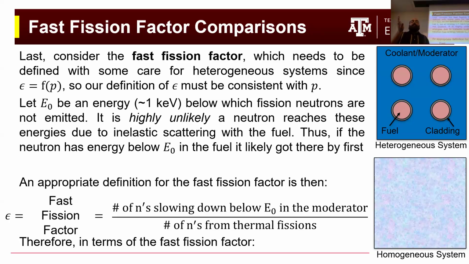Also, if that's our cutoff, it's very unlikely that a neutron gets to that energy by only scattering with fuel, because the fuel atoms are so large, neutrons aren't going to lose much energy in an interaction with a fuel atom. So if there is a neutron that has energy below that cutoff, the reason that it got there is probably because it was scattering with moderator atoms to get to that thermal energy. So if a neutron has an energy below E0 in the fuel, it likely got there by first slowing down in the moderator. So that's what we're going to say here, that it got there by slowing down in the moderator.